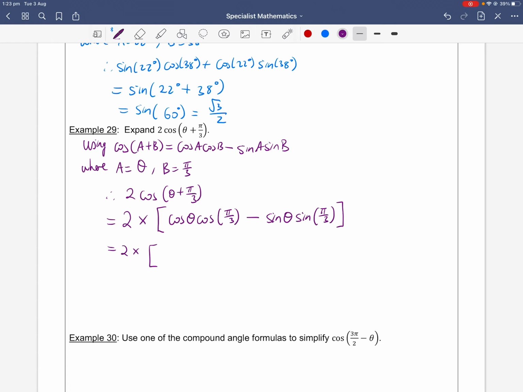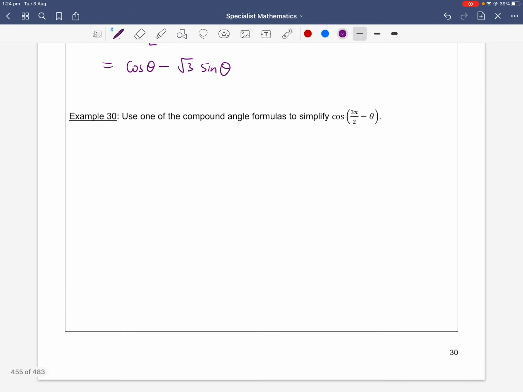So cos of pi on 3 is 1/2. So we have 1/2 cos theta minus, and sine of pi on 3 is root 3 on 2, so we have root 3 on 2 sine theta. Let's multiply the 2 inside. So we get cos theta minus root 3 sine theta, and we're done.